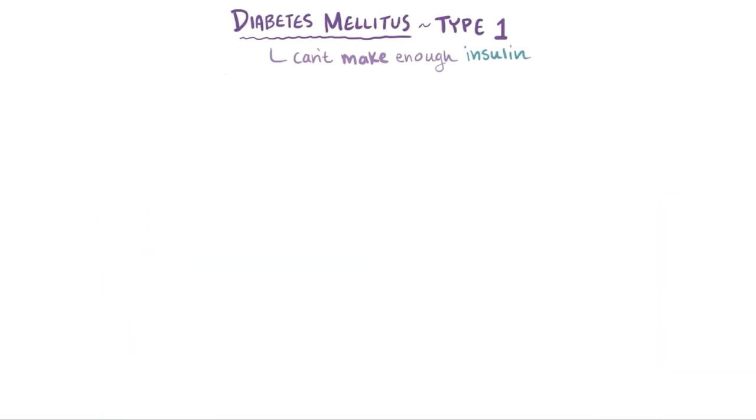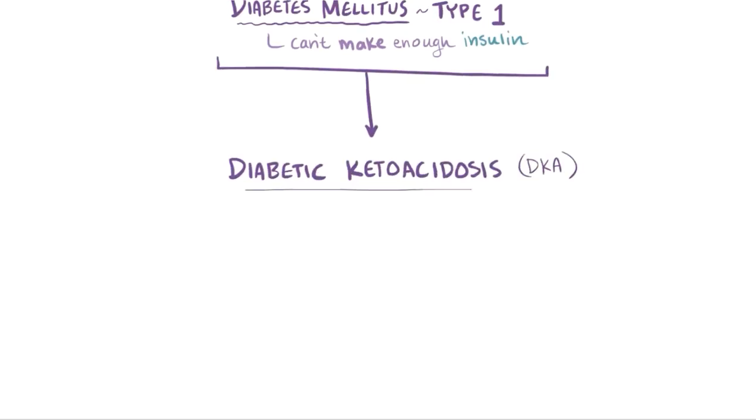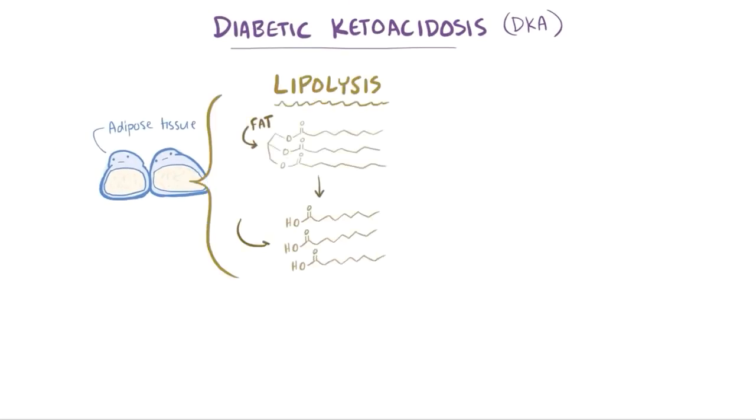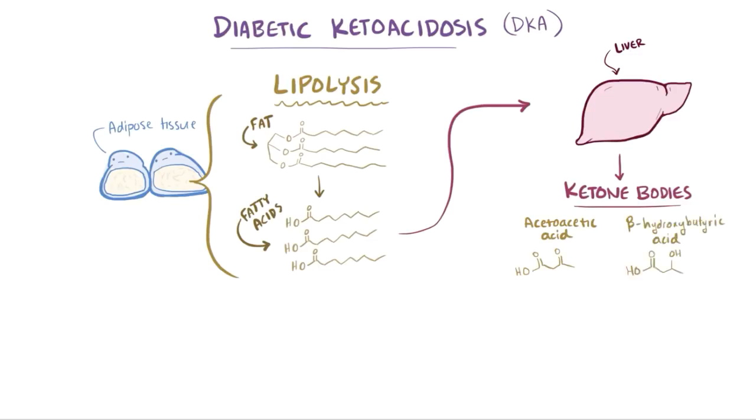One really serious complication with type 1 diabetes is called diabetic ketoacidosis, or DKA. To understand it, let's go back to the process of lipolysis, where fat is broken down into free fatty acids. After that happens, the liver turns the fatty acids into ketone bodies, like acetoacetic acid and beta-hydroxybutyric acid. Acetoacetic acid is a keto acid because it has a ketone group and a carboxylic acid group.